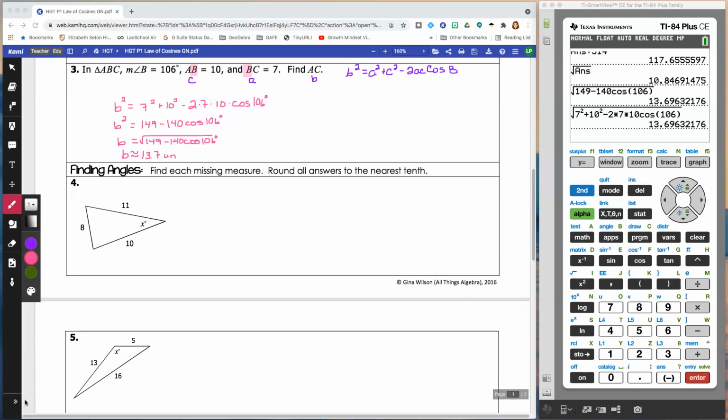This time, we are actually given 3 sides of the triangle. We know it's not a right triangle, so we can't use the standard trig ratios to find the angle measure, but we can find an angle measure by using the law of cosines. So let's get started with that.